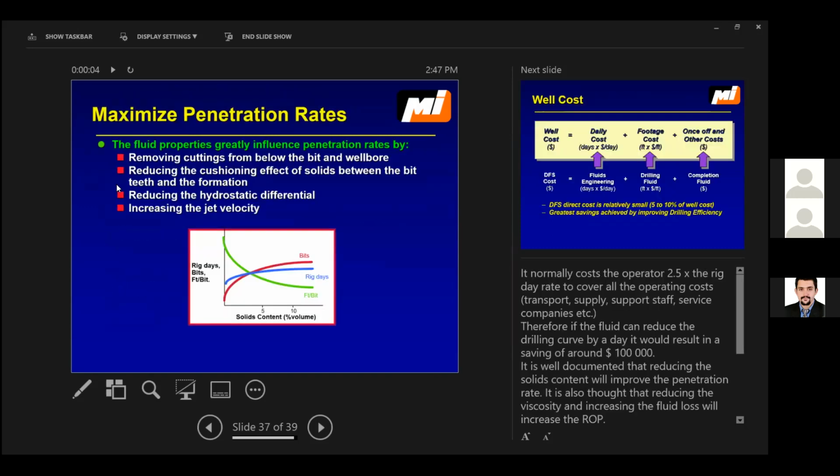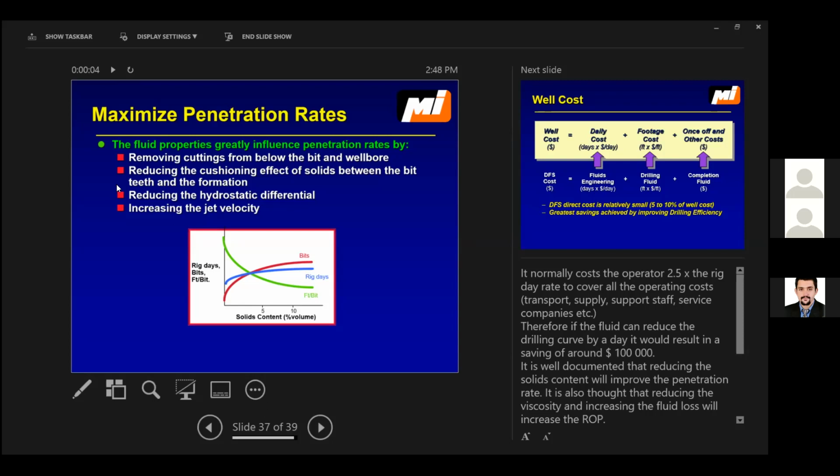The cost and the penetration rates. When you maximize the penetration rates, it means that you drill the well in a faster time, and a shorter time means less money to spend. So of course, maximizing penetration rates is one of the most interesting subjects we are talking about nowadays.